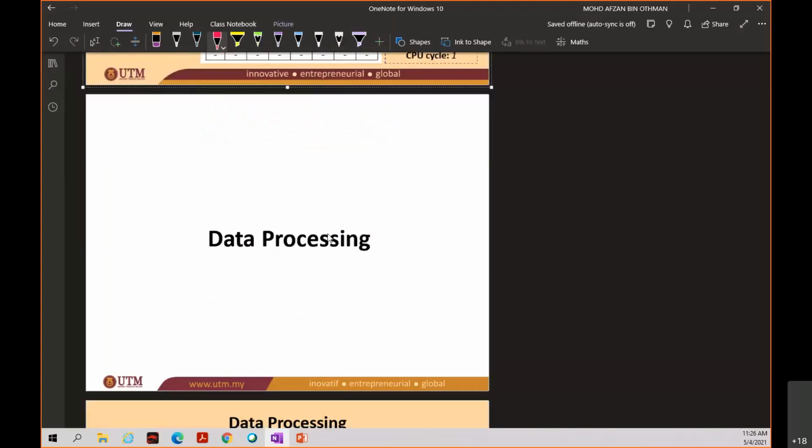Do you have any question for the data movement? Okay, if no question, then we go to the data processing.